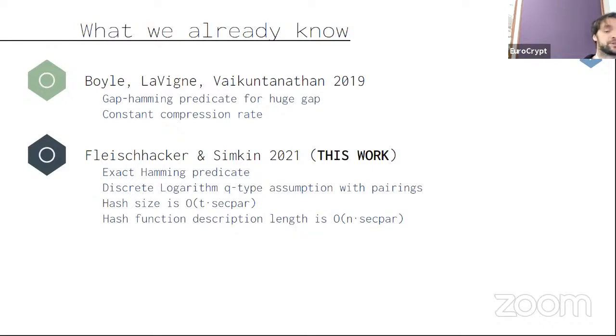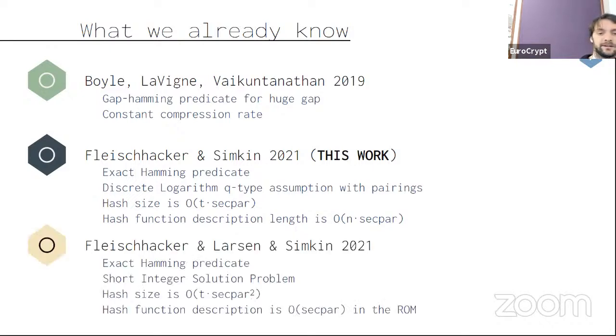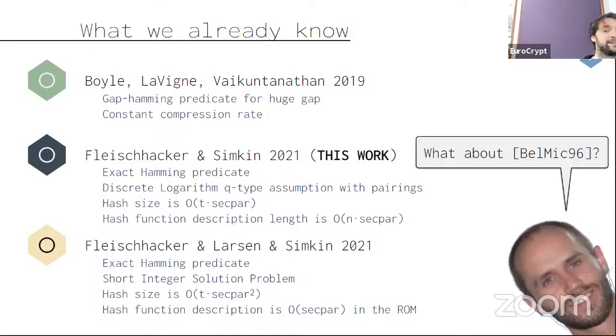And the hash function description, though, is very long. If I want to hash an n-bit string, it's n bits times the security parameter just to describe the hash function that you should be using, which is massive. Since then, we wrote another paper where we basically do the same thing, but the hash values are a little bit larger, and the hash function can be compressed to just a little seed in the random oracle model. And if you combine this work with Peter Scholl and his co-authors' work, then you might even get it from the discrete logarithm assumption.